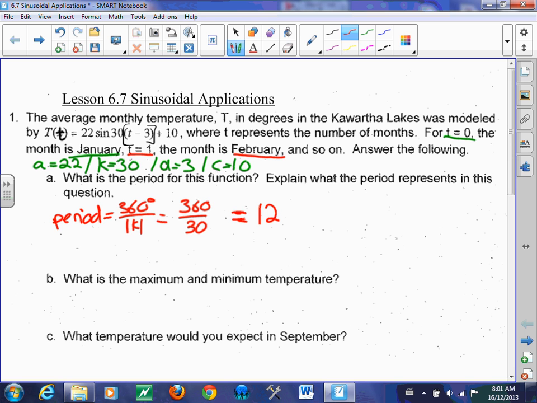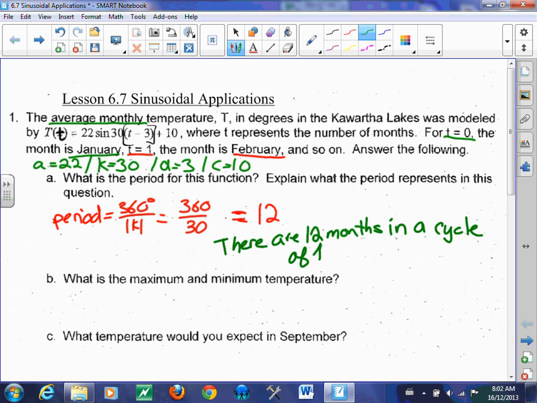So the period for this is 12, and it says explain what the period represents in this question. Hopefully you recognize 12 is an important thing when we're looking at the average monthly temperature. If we've got 12 months, that means in one cycle it's a year. So what does it mean in the context of this problem? There are 12 months in a cycle, and in this case our cycle is 1 year. Makes sense.